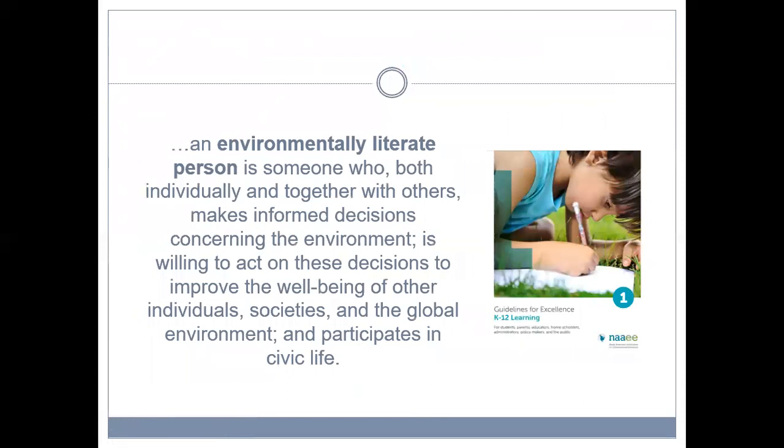So the guidelines define an environmentally literate person, which is our ultimate goal, as someone who both individually and together with others makes informed decisions concerning the environment, is willing to act on those decisions to improve the well-being of other individuals, societies, and the global environment, and participates in civic life. So what are all the pieces that come together that an individual needs to know and be able to do to get to this place? That's what the guidelines outline.